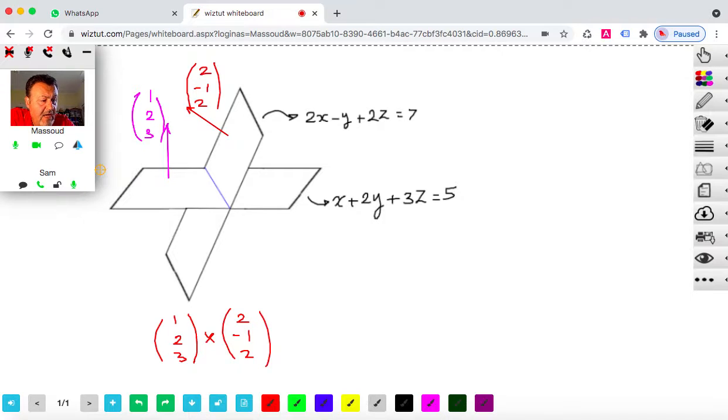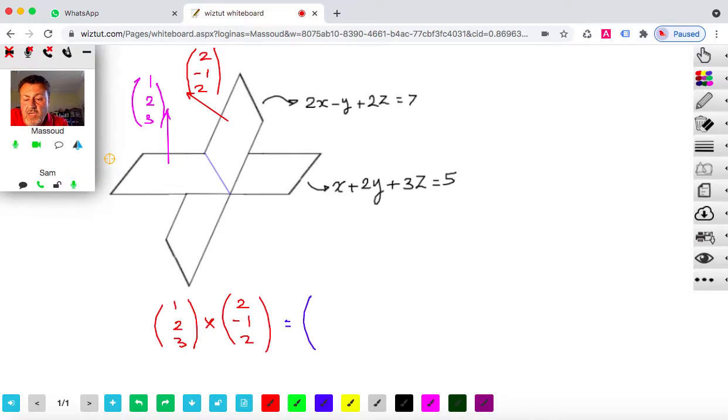To find the x component of this multiplication, you basically exclude the x of the two vectors that you're multiplying, and the x component would be that multiplied by that, just like finding a determinant. So that times that, take away that times that. That times that is 4, take away minus 3, that would be a plus 7.